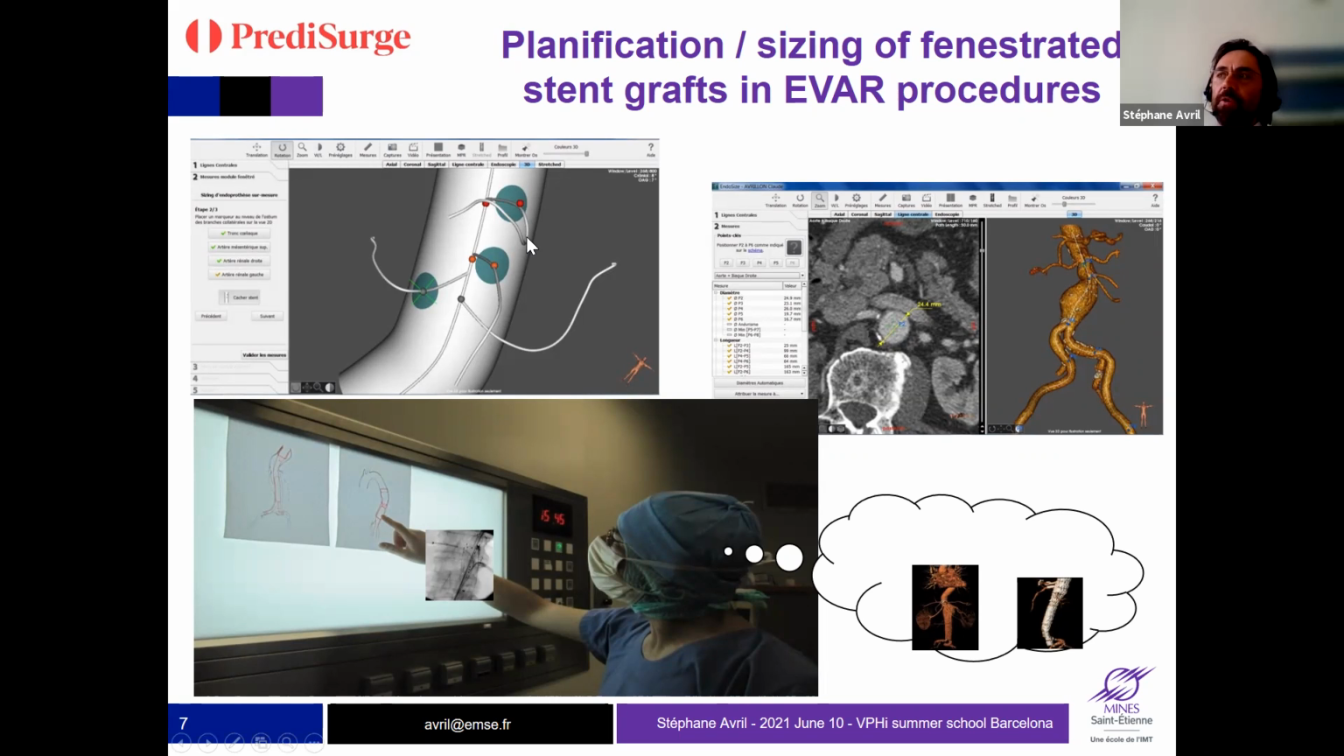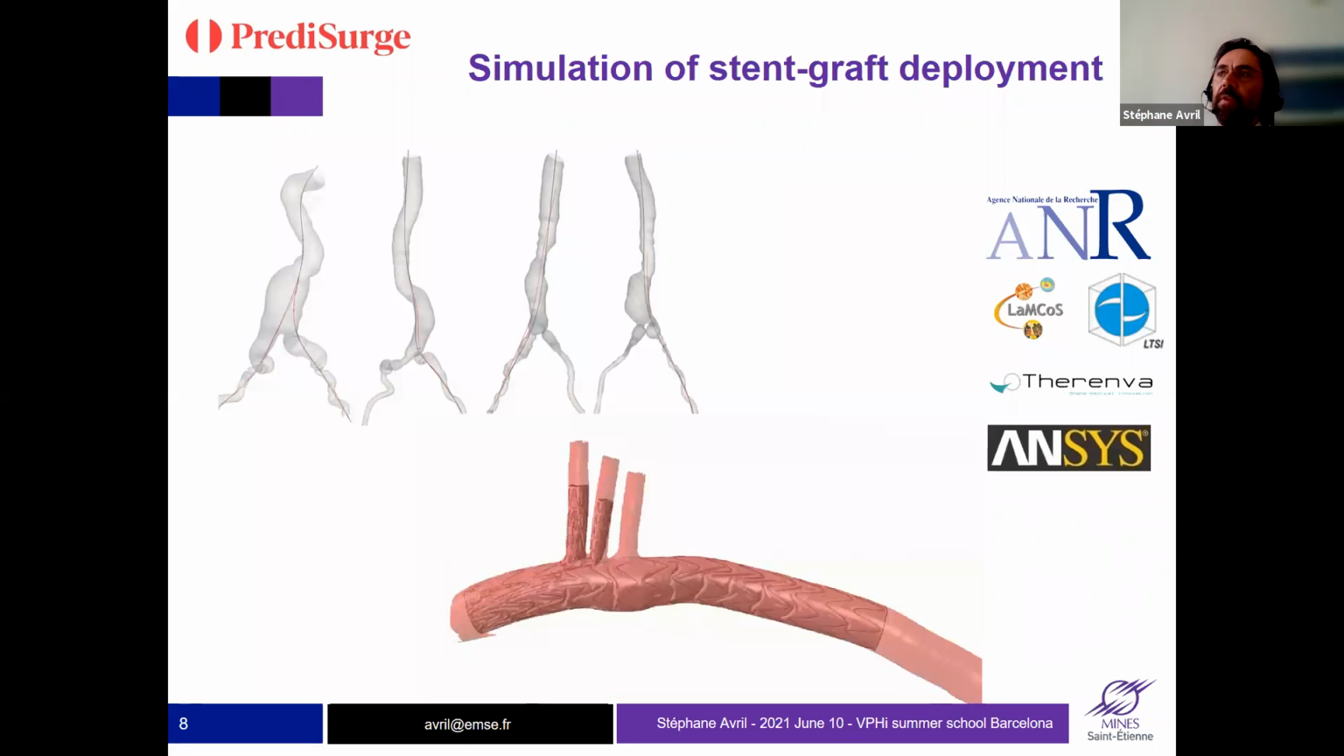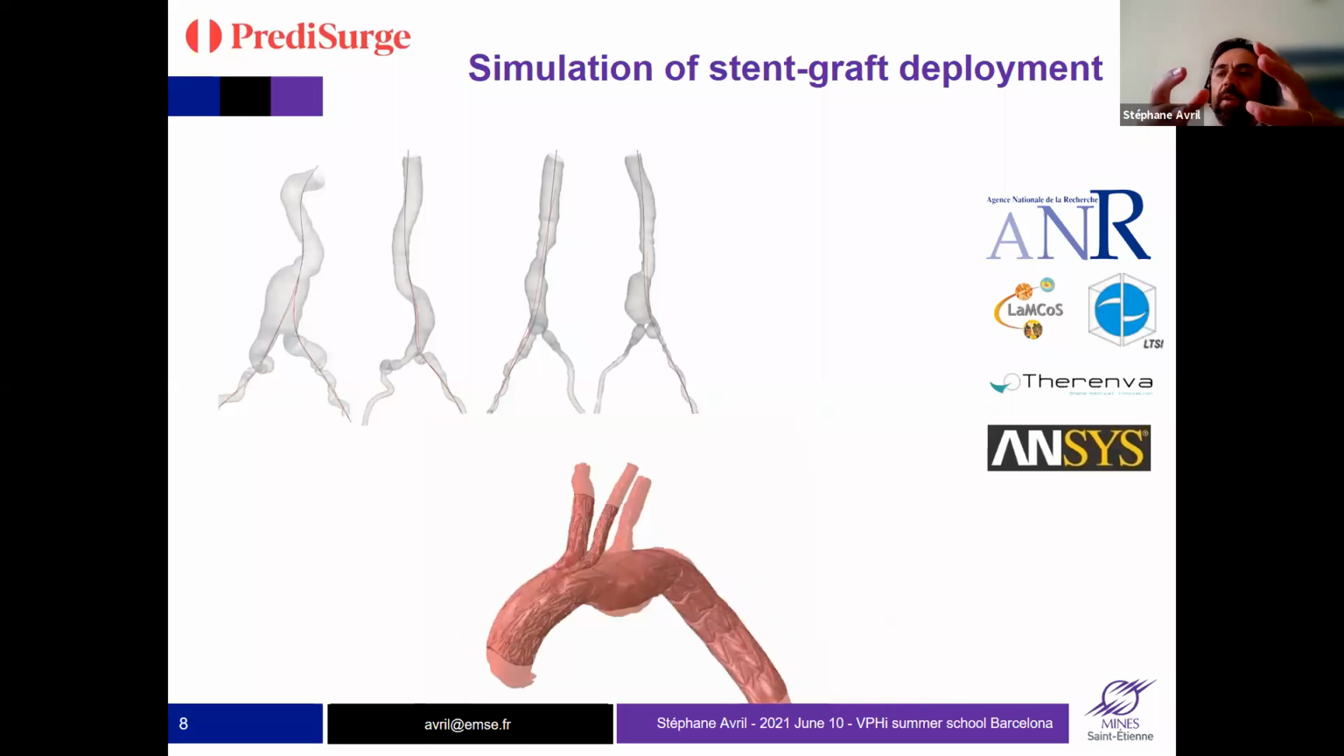And so PrediSurge made a software based on reading images and processing them and solving a finite element model of the stent graft deployed in the artery in order to find where the holes should be, and then doing that automatically to provide a map of the device that can be manufactured, saving several weeks that the patient has to wait. So I wanted to mention that because this is something that has occupied us for a long time.